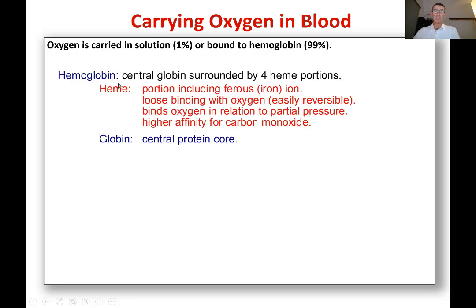Hemoglobin, I'm sure you all know about, has a central globin surrounded by 4 heme portions. And the heme portion is where you have the ferrous ion, and that allows loose binding with oxygen. That means the oxygen binds on and off in proportion to its partial pressure. So the higher the partial pressure of oxygen, the more likely it is that an oxygen molecule will bind to one of these heme portions, and they're all attached to a central protein core. And you also know that they have a higher affinity for carbon monoxide, which can obviously be very dangerous.